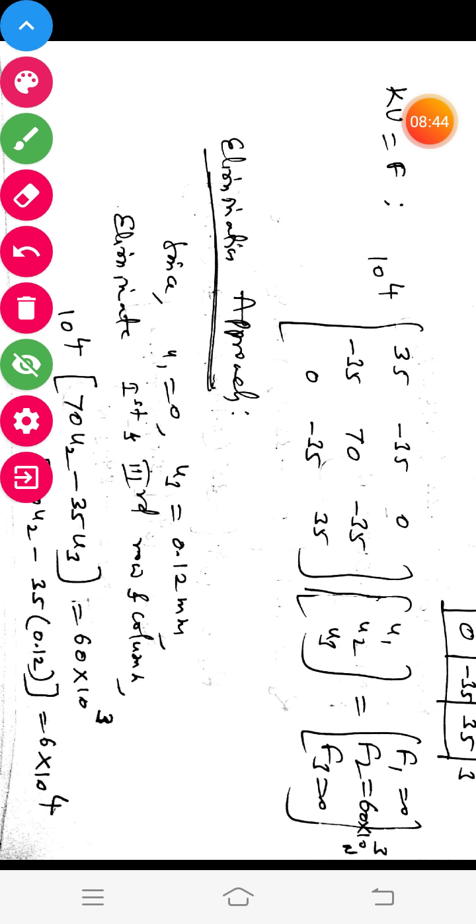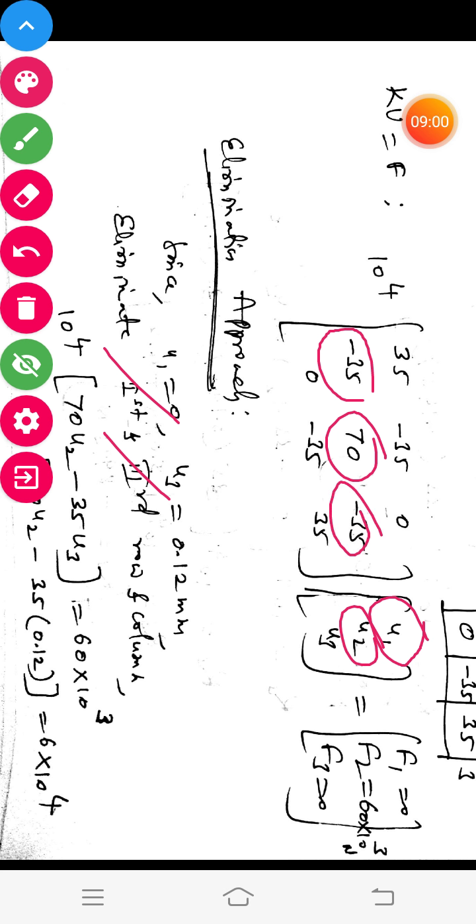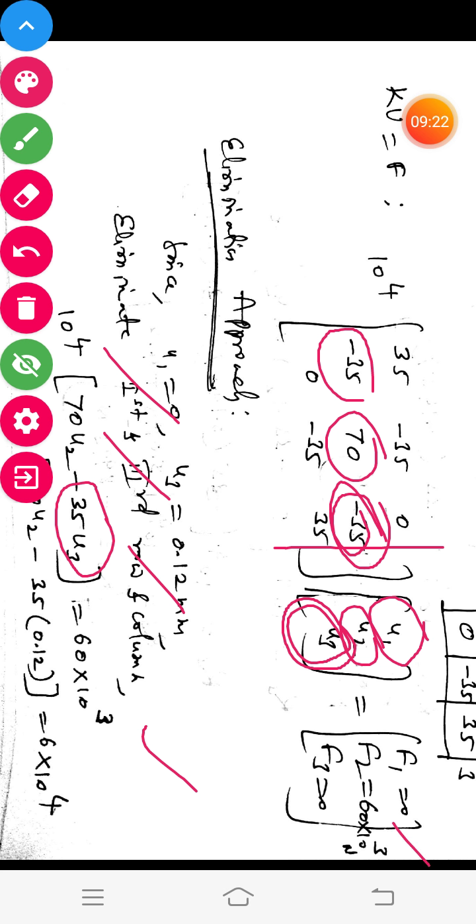In the second equation, you write 10 raised to 4 outside into bracket, minus 35 U1. U1 is already 0, so discard it. Next plus 70 into U2, that I wrote here, minus 35 into U3. This minus 35 U3 I wrote here because even though this column is eliminated, U3 is the non-zero boundary condition, so you should consider this term also. Otherwise it will affect the solution. Minus 35 U3 is equal to 60 into 10 raised to 3.